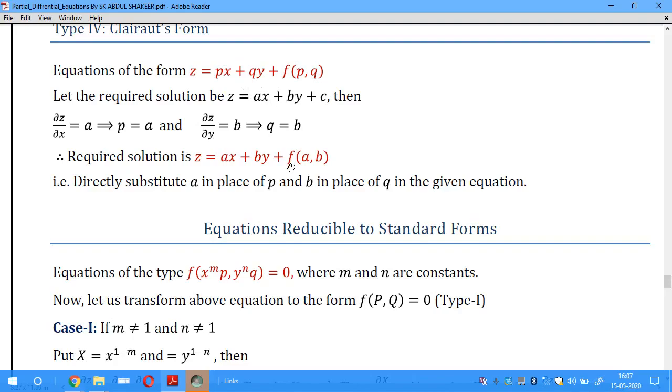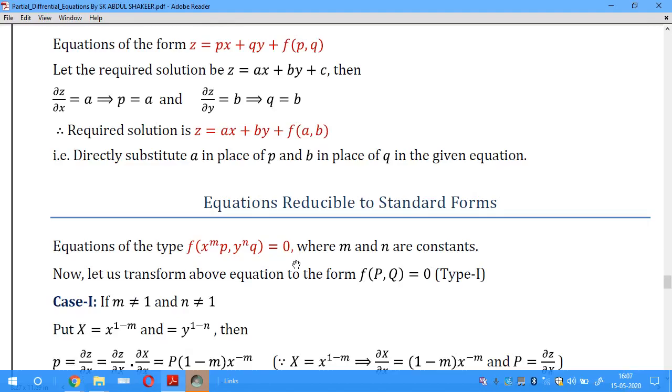So, very easy: directly substitute a in place of p and b in place of q in the given equation, and we will get the complete solution. Clairaut's equation, we just have to remember this equation, that is z = px + qy + f(p, q). Here the complete solution is obtained just by replacing p as a and q as b, which gives the required complete solution, that is z = ax + by + f(a, b).